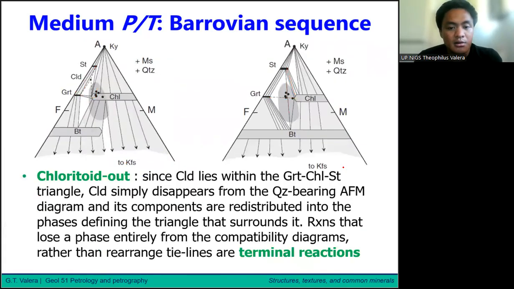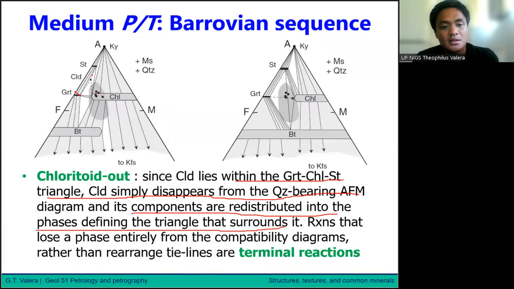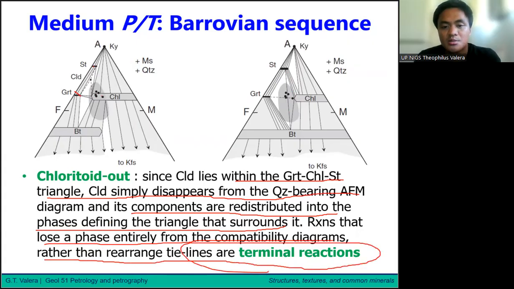Chloritoid out. Since chloritoid lies within the garnet chlorite staurolite triangle, chloritoid simply disappears from the quartz-bearing AFM diagram, and its components are redistributed into the faces defining the triangle that surrounds it. In this case, garnet, chlorite, and staurolite. The reactions that lose a phase entirely from the compatibility diagrams, rather than rearranging tie lines, are what we call terminal reactions. Terminal reactions meaning beyond this point, there will no longer be any chloritoid.